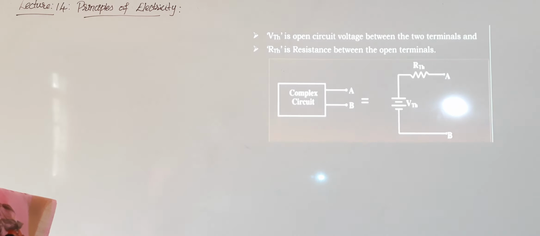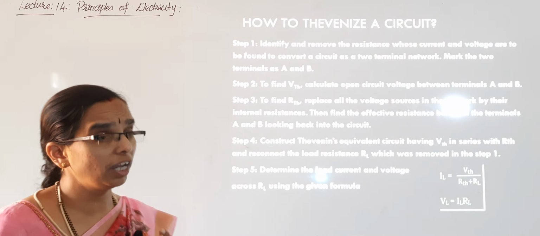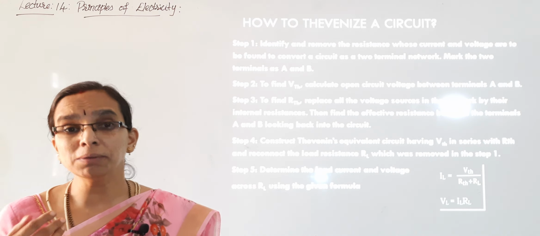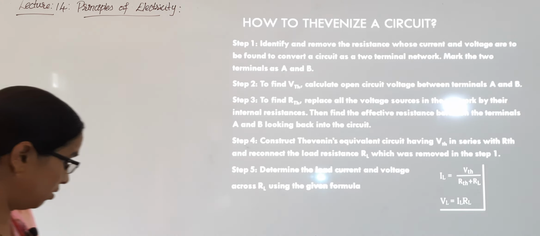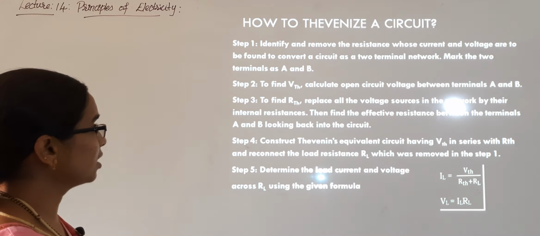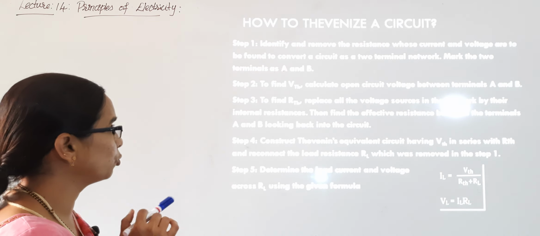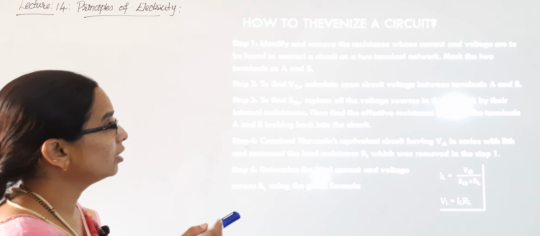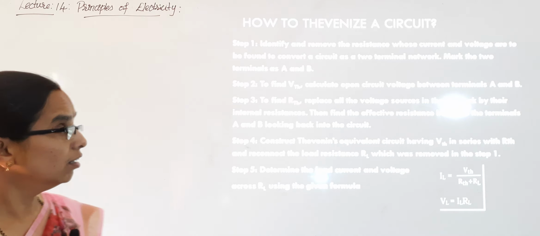See, how to Thevenize the circuit. Thevenizing the circuit means how to simplify a complicated circuit using Thevenin's theorem. First step, identify and remove the resistance whose current and voltage are to be found. To convert a circuit into a two-terminal network, mark the terminals as A and B.